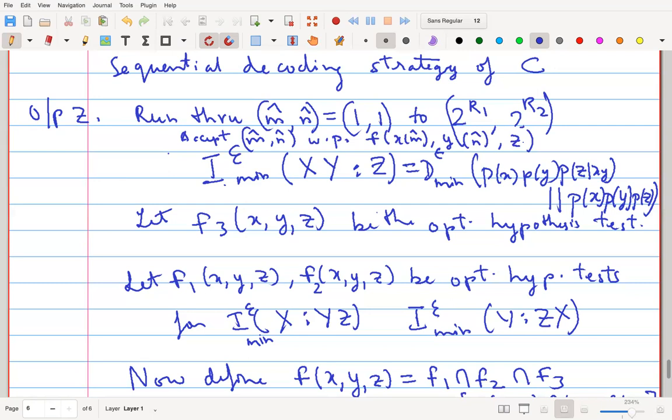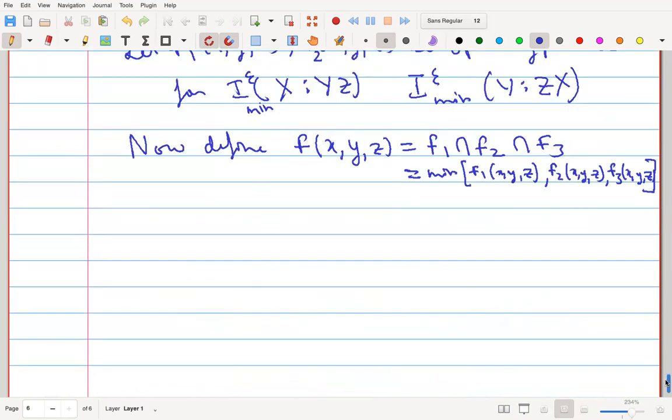It is very much like the decoding strategy for the point-to-point case. There the strategy was we just take the optimizing hypothesis test for the mutual information quantity. There we had only one mutual information quantity. We accept the candidate message with the probability prescribed by the hypothesis. We're going to do the same thing here, except that now the candidate message is a pair m hat. The main difference is that for the hypothesis test, we'll take the intersection of the three hypothesis tests. So the decoding strategy of Charlie is now clear.